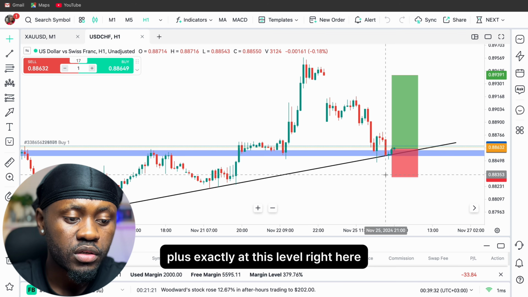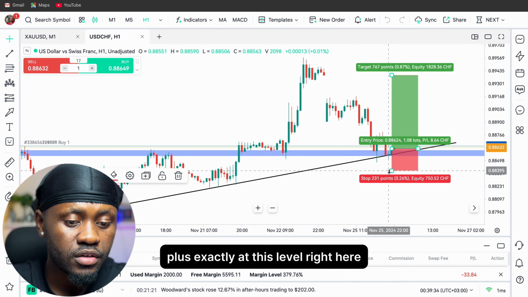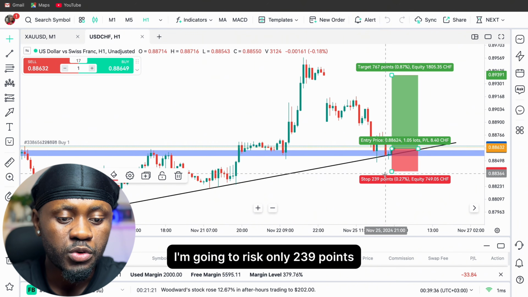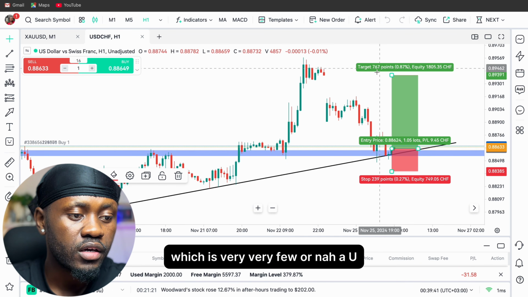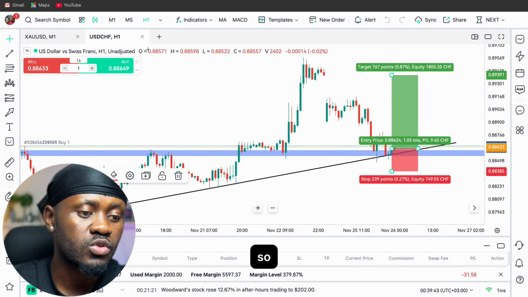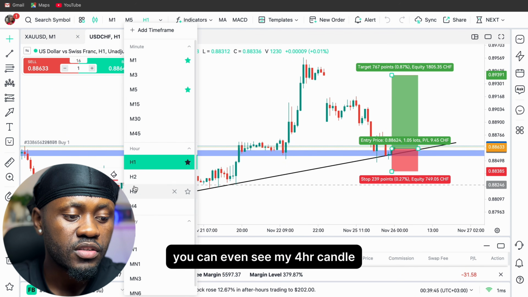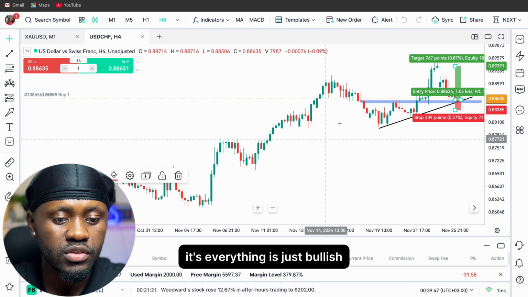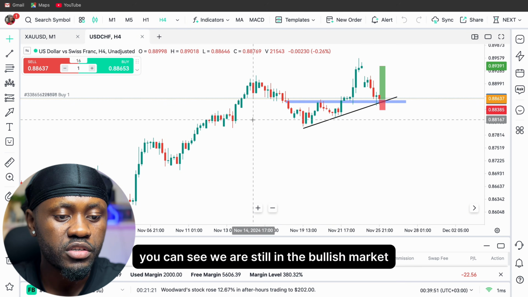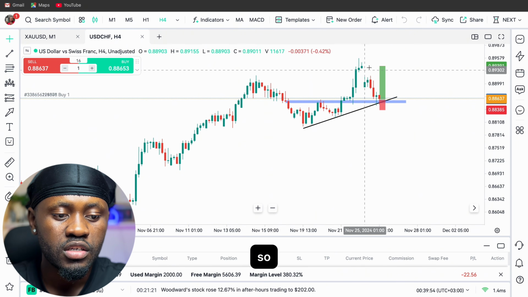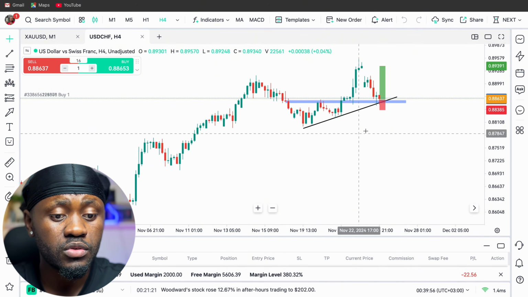So I'm going to put my stop loss exactly at this level right here, as you can see. I'm going to risk only 239 points, which is very, very few on USD CHF, guys. Before I go any further, you can even see my 4-hour candle. Everything is just bullish. We're still in a bullish market. So that gap that has been created has to be filled. So let me first take my trade.